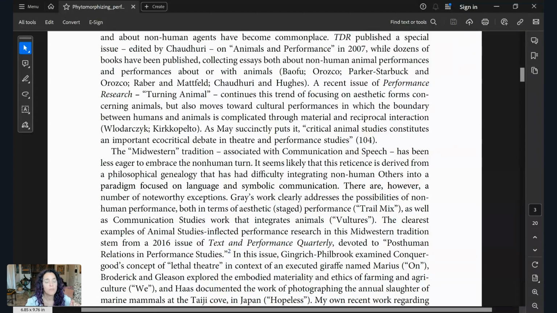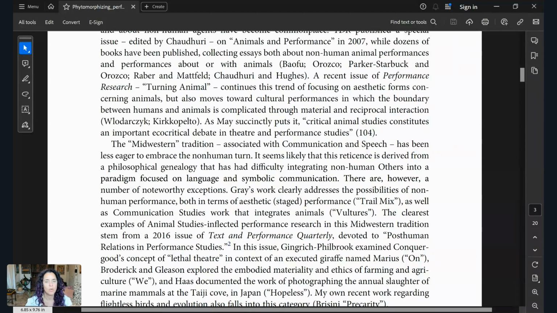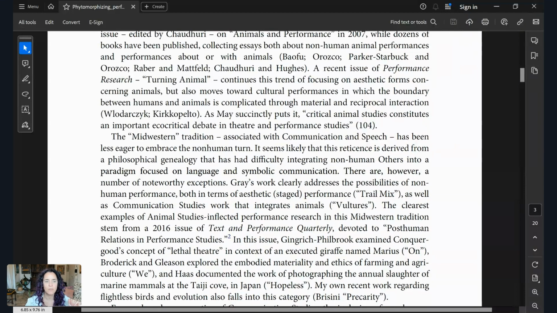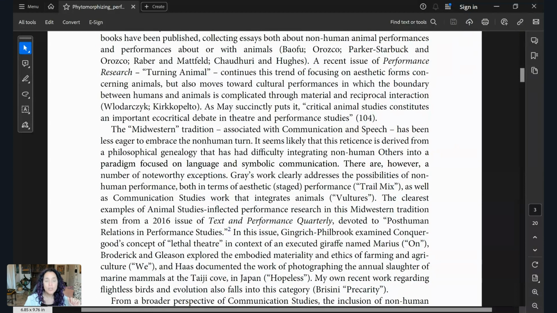A recent issue of Performance Research, Turning Animal, continues this trend of focusing on aesthetic forms concerning animals, but also moves towards cultural performances in which the boundary between humans and animals is complicated through material and reciprocal interaction. As May succinctly puts it, critical animal studies constitutes an important eco-critical debate in theater and performance studies.